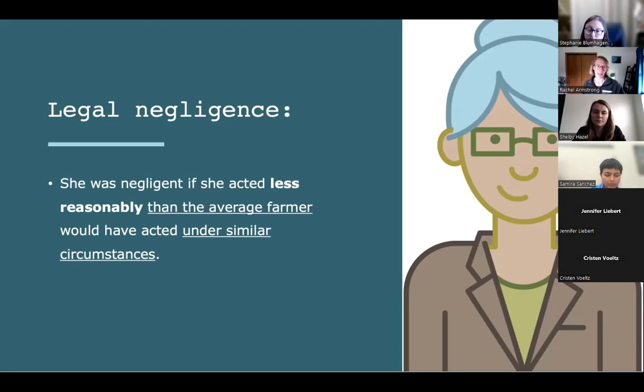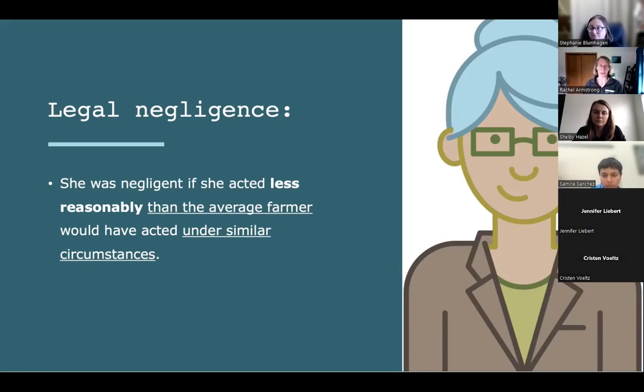So that's all well and good, but now you might be saying, well, great, now I'm more confused. I mean, the idea of carelessness is easier than the average farmer. And if that's what you're experiencing, you are not alone. What does the average farmer do? Who is the average farmer? And how are we coming up with this information?